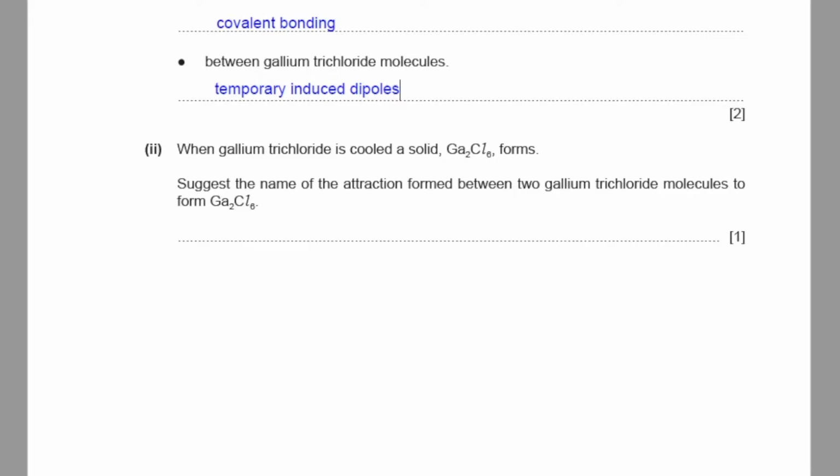Part 2. When gallium trichloride is cooled, a solid Ga2Cl6 forms, suggest the name of the attraction formed between two gallium trichloride molecules to form Ga2Cl6. That's a dative bonding.